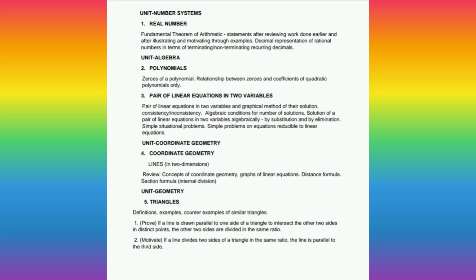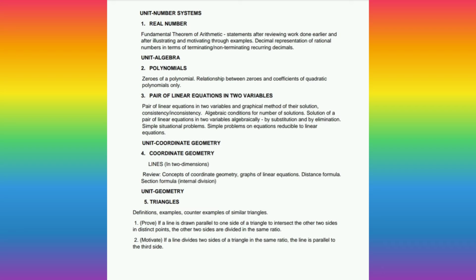Okay, if a line is drawn parallel to one side of a triangle to intersect the other two sides in distinct points, the other two sides are divided in the same ratio. And the second topic is, if a line divides two sides of a triangle in the same ratio, the line is parallel to the third side. You only just remember the statement.